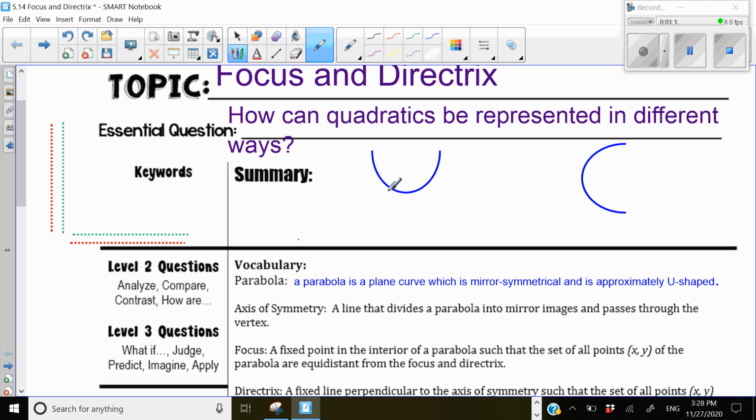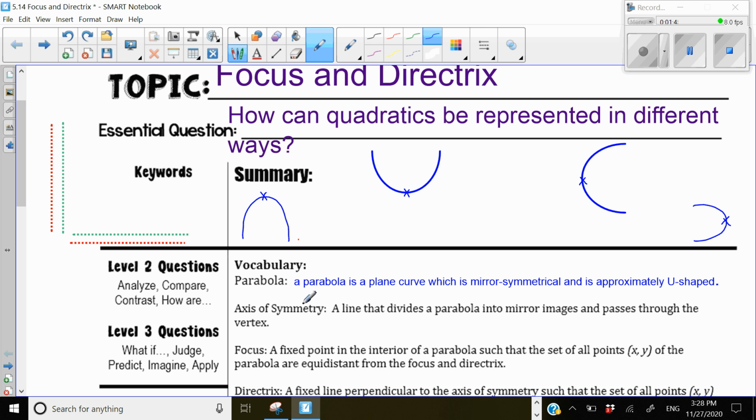First of all, what was vertex? If I have a parabola like this that opens upward, then the lowest point is going to be my vertex, like this point. If the parabola is facing downward, then the highest point is the vertex. If I have a parabola like this one, then the leftmost point is the vertex, or if it's opening to the left side, then the rightmost point is the vertex.